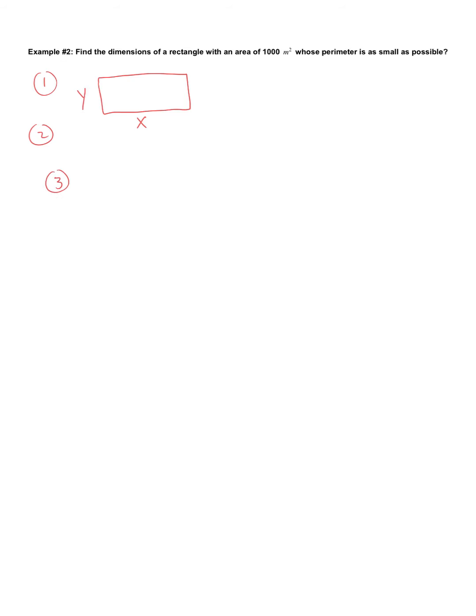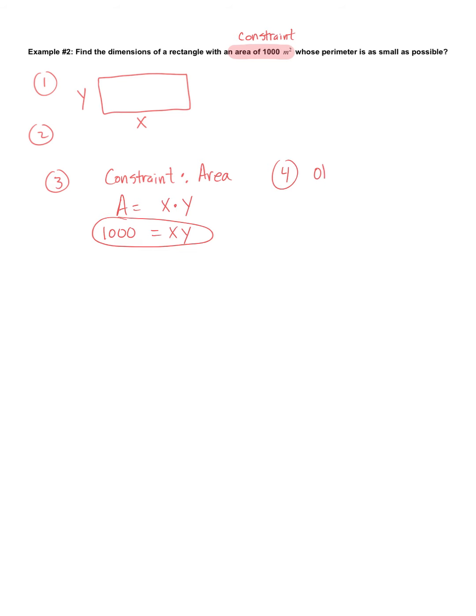The third step is my constraint. All right, so the constraint is found in the given information. So I'm going to go up and highlight that in red. The area of 1,000, that's our given information. So in this case, our constraint is going to be the area. All right, so the function is area, and you have to list the function, and the equation is just x times y, but we know that the area is equal to 1,000, so we plug that in. 1,000 is equal to x times y. So there's our constraint.